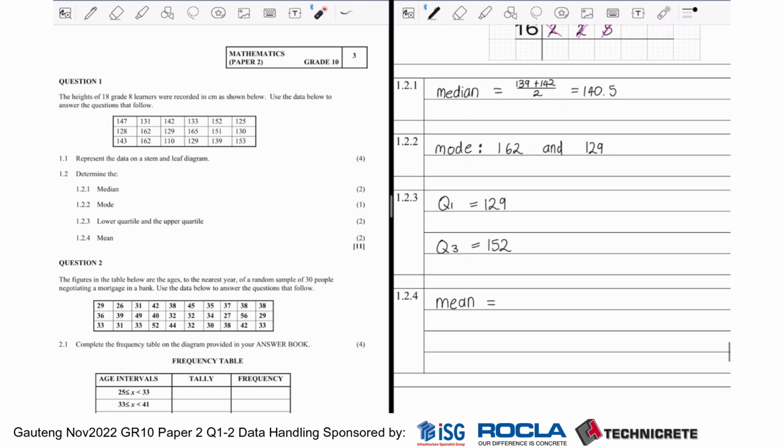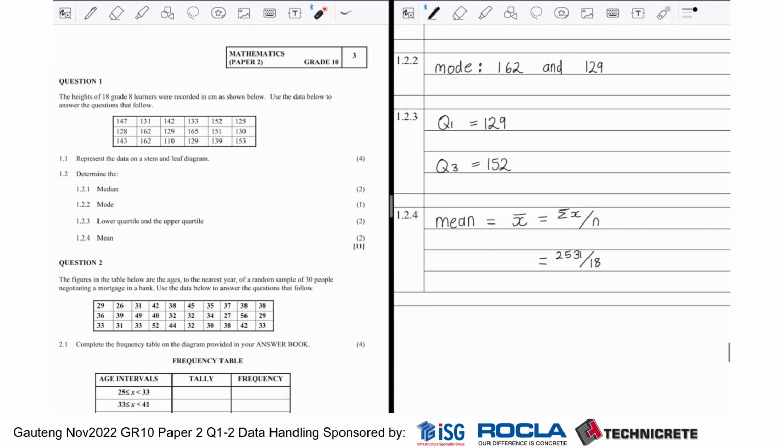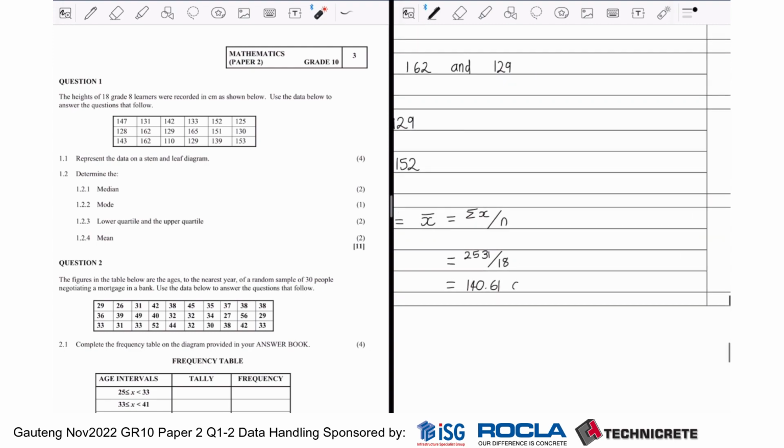So my mean I'm going to call x bar, and that is equal to the sum of all the x's, which are the heights, and that's over n, which is the number of people that I'm speaking about. And when I sum up all the heights, I get them equal to 2,531. I was told that there's 18 students, and this is 140.61 centimeters.